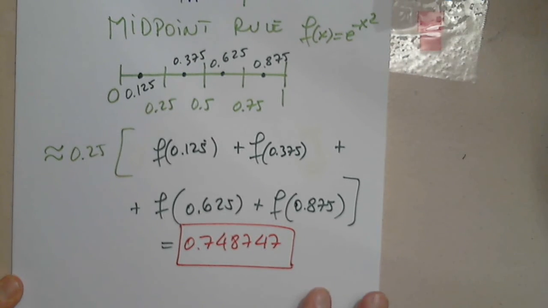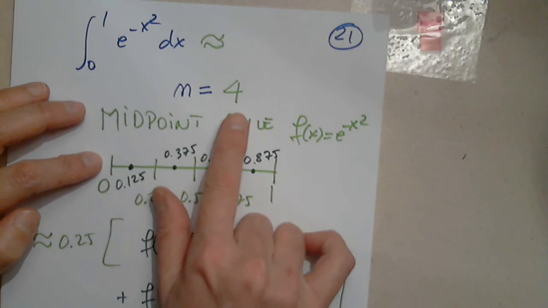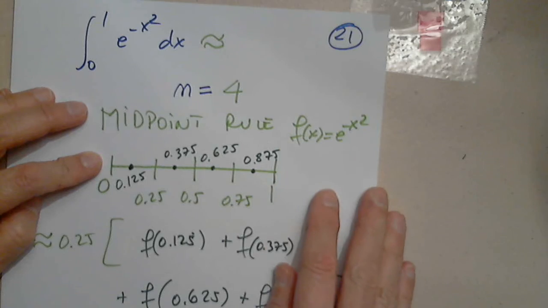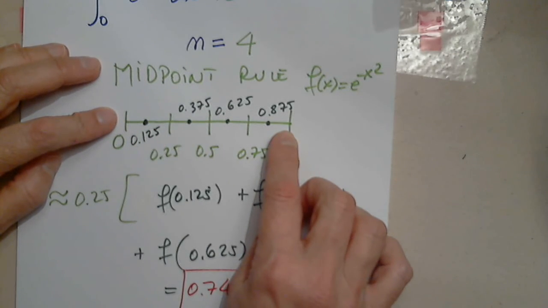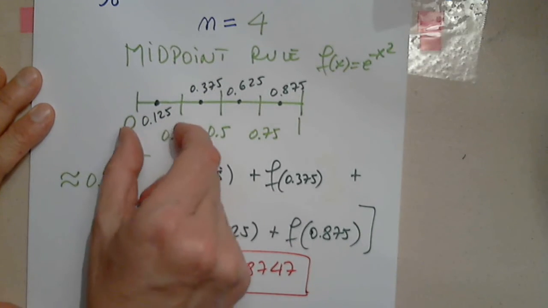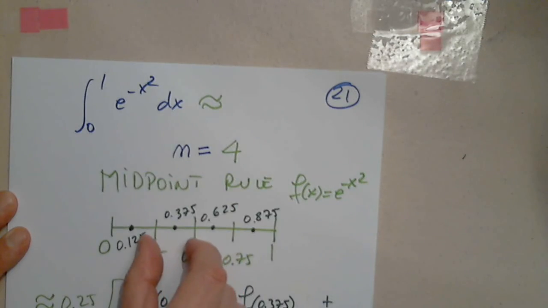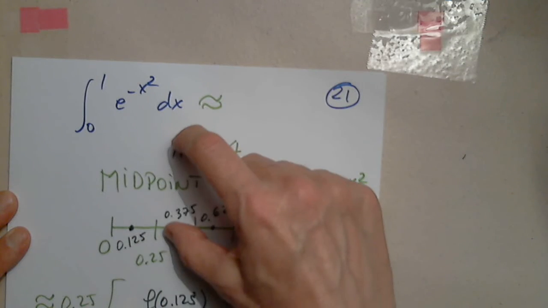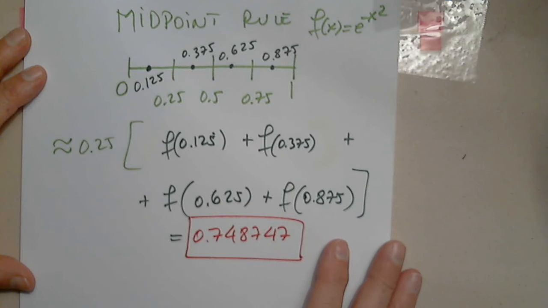And what I did was I divided the interval into 4 because we decided to use 4 subintervals. I determined the midpoint for all the subintervals, and I said base times height, base times the function value at that point, plus base times the function value at that point for all 4 subintervals.